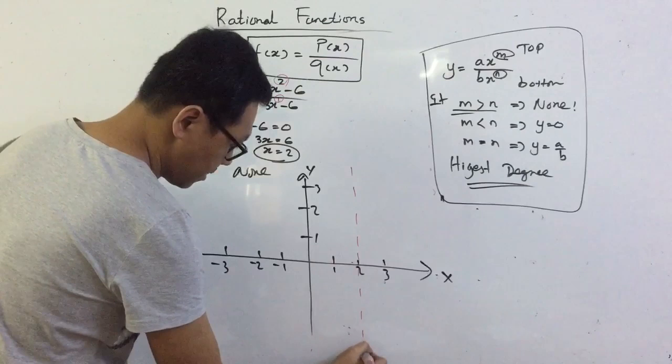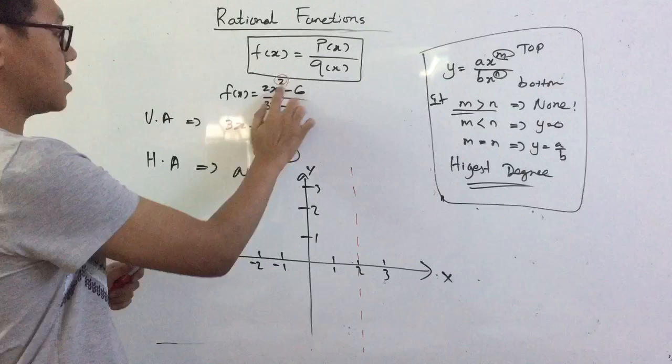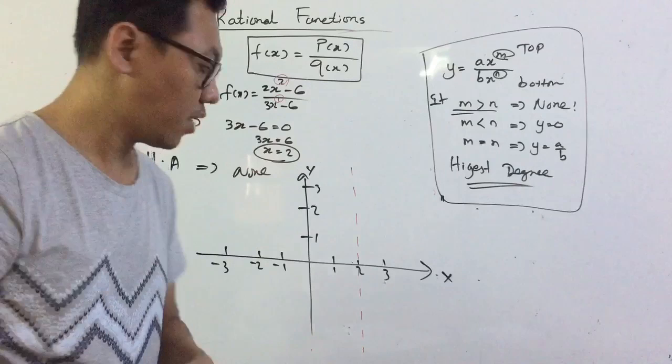Okay, now let's find the y-intercept. Y-intercept would be when x is equal to 0, so this whole top will be equal to 0, and the bottom is equal to negative 6, so negative 6 over negative 6, which is equal to 1. So the y-intercept is equal to 1.